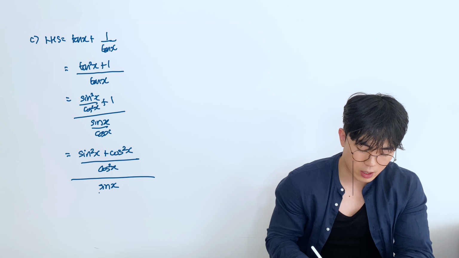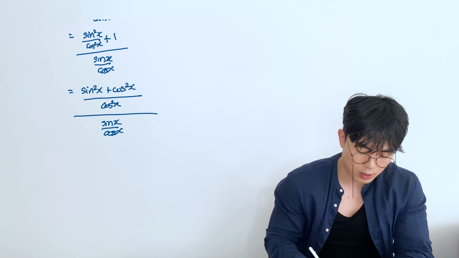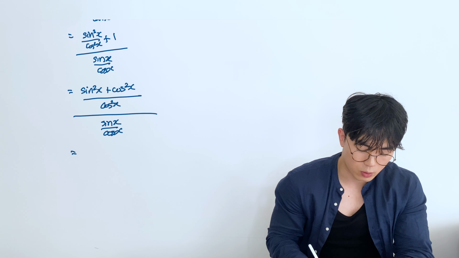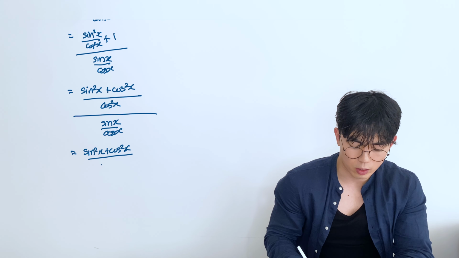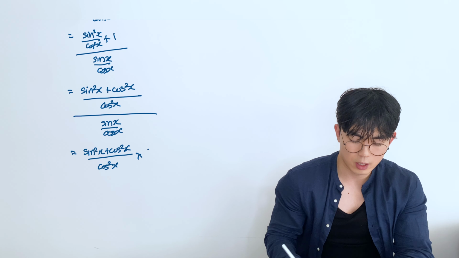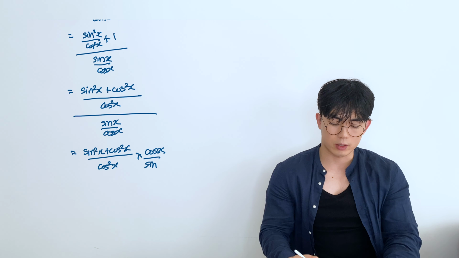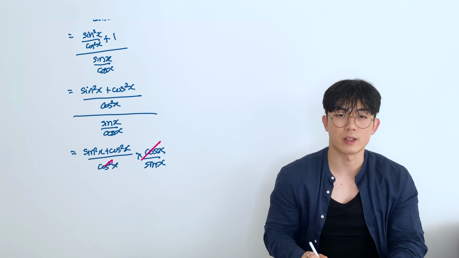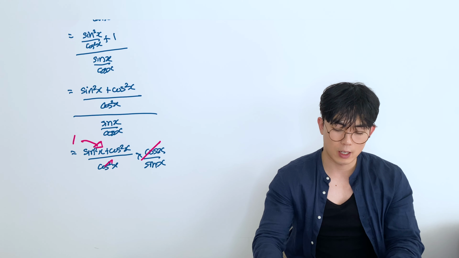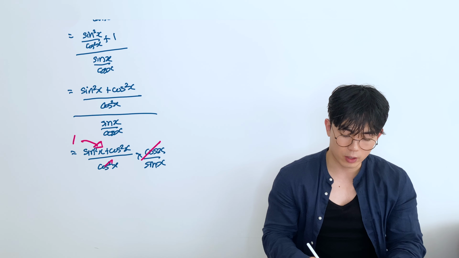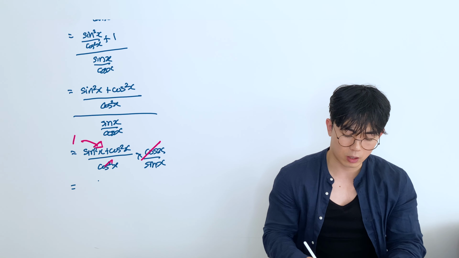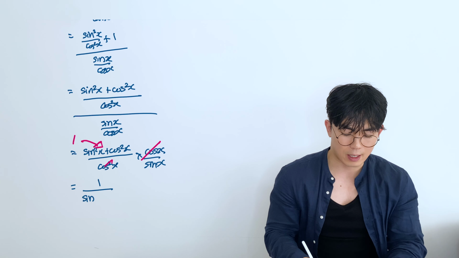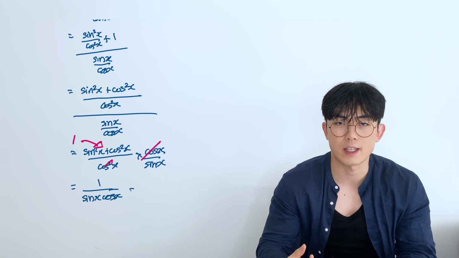I can now simplify this fraction a bit more. So sine squared x plus cos squared x over cos squared x multiplied by cos x over sine x. Right, what you should realize now is that one of these will cancel out, right? And this term here is actually equal to 1, the identity we learned earlier. So in fact, we'll just be left with 1 over sine x cos x, which is equal to the right-hand side of the identity.